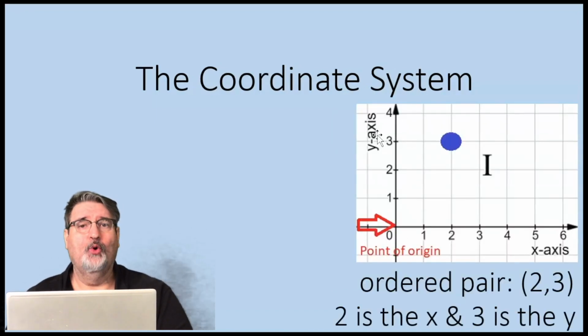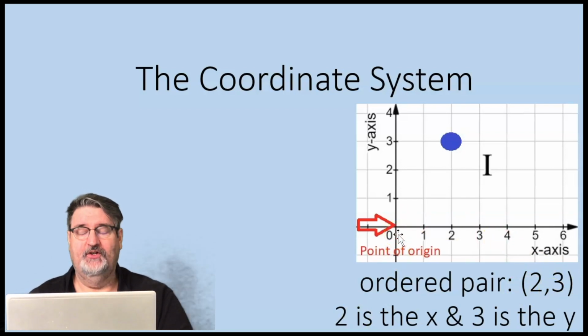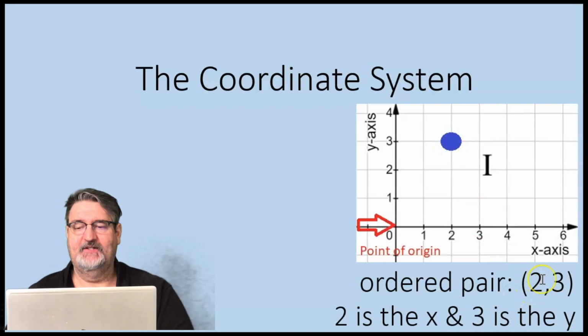We're going to be talking about ordered pairs. And what that means is that you'll have 2 numbers. This one says 2, 3. And so with that, we can go over. First, you go to the right 2 spots. 1, 2. And then that number tells us to go up 3. 1, 2, 3. And right there, we found the location for this ordered pair.